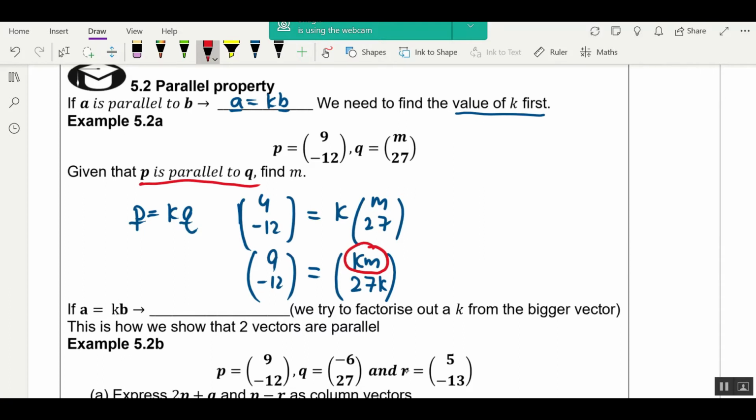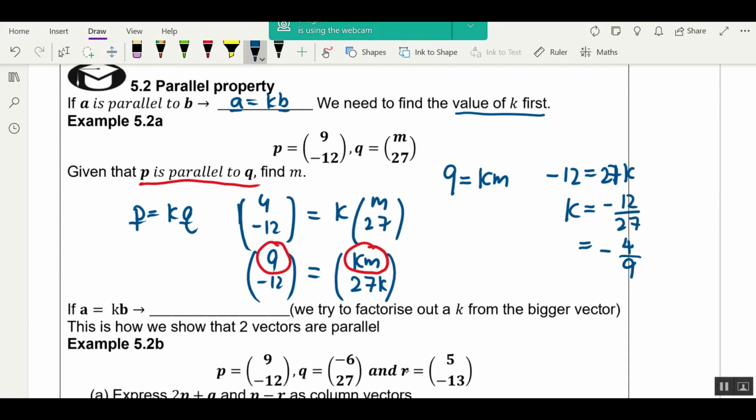So first, if two vectors are equal to each other, this means that 9 is equal to km. And we probably cannot find anything from this because they are two unknowns. The other one will be -12 is equal to 27k. And from here, we can say that k is equal to -12 over 27, and that will be -4 over 9. So always find k first, then we put it into here.